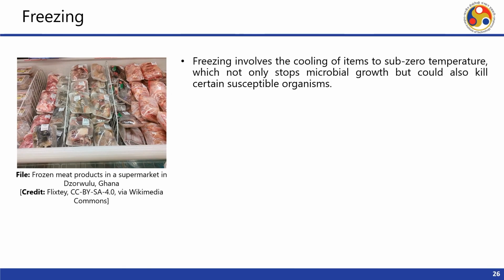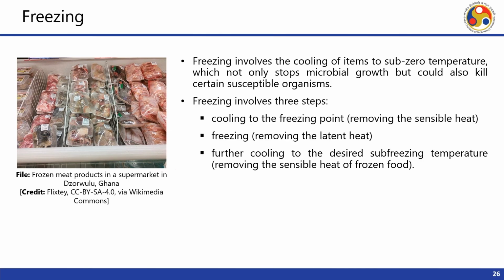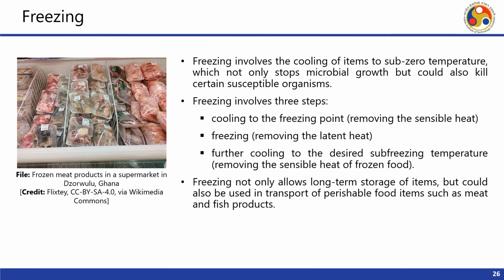Freezing is another low temperature method. This involves cooling of items to sub-zero temperatures, which not only stops microbial growth, but could also kill certain susceptible organisms. And here you can see frozen meat products kept in a freezer or deep freezer. Freezing involves 3 steps: cooling to the freezing point, removing the sensible heat; freezing, removing the latent heat; then further cooling to the desired sub-freezing temperature, removing the sensible heat of frozen food.